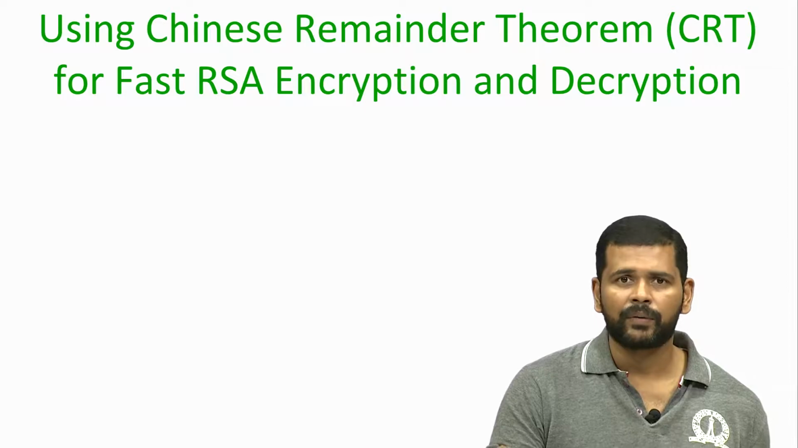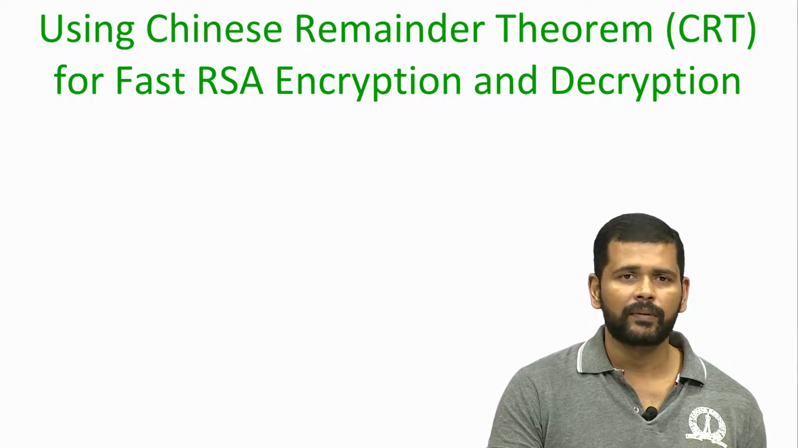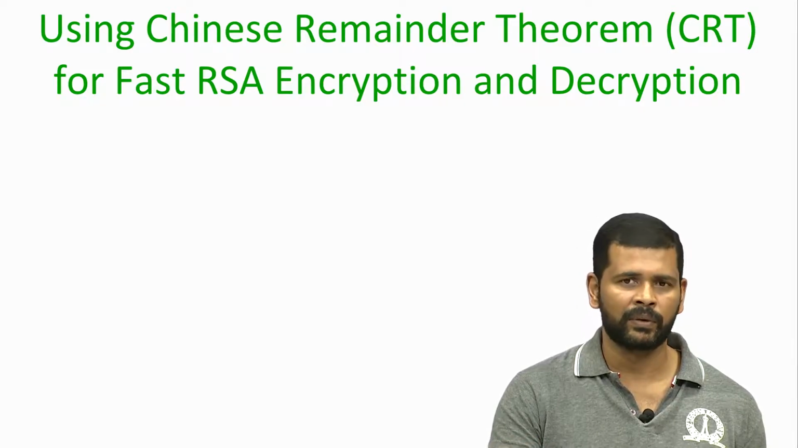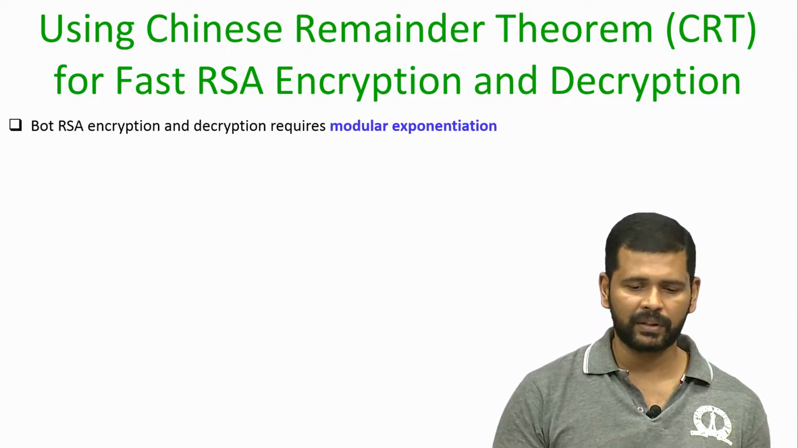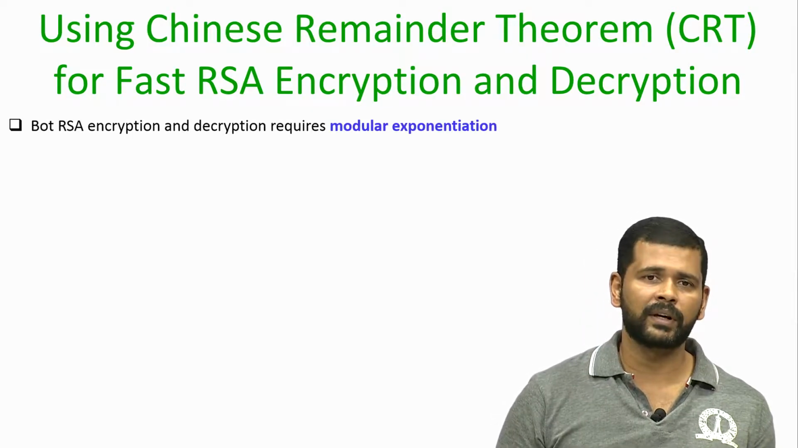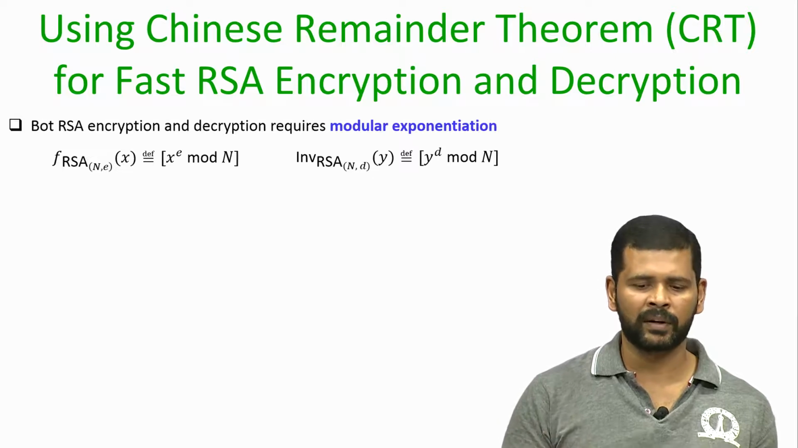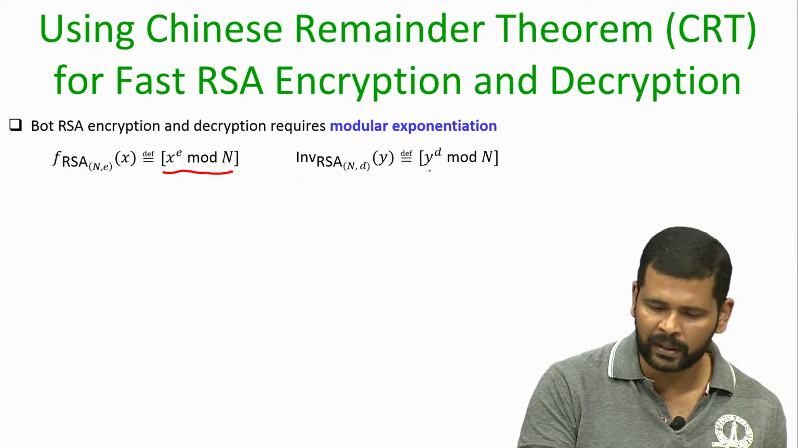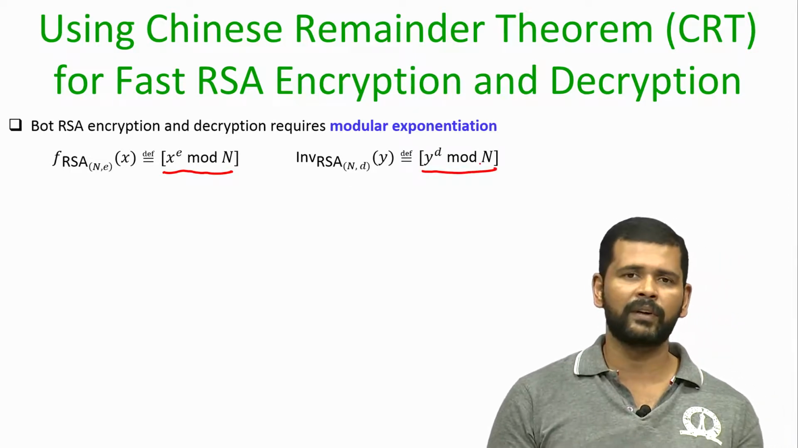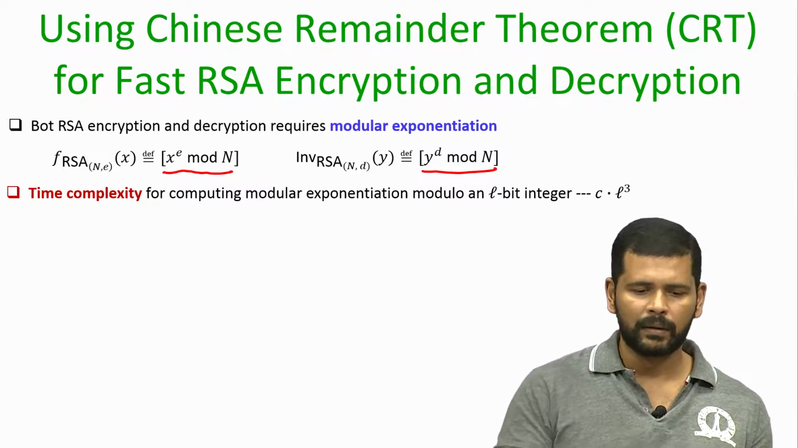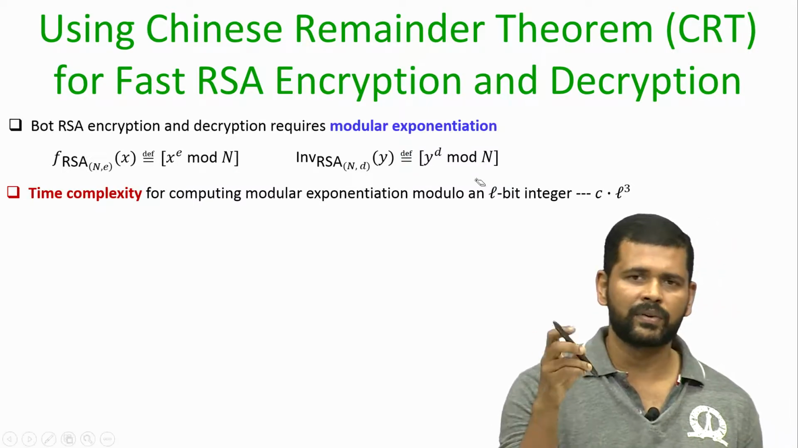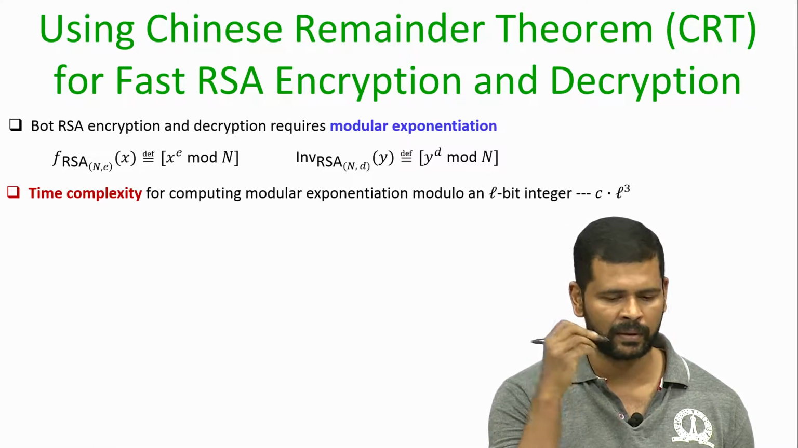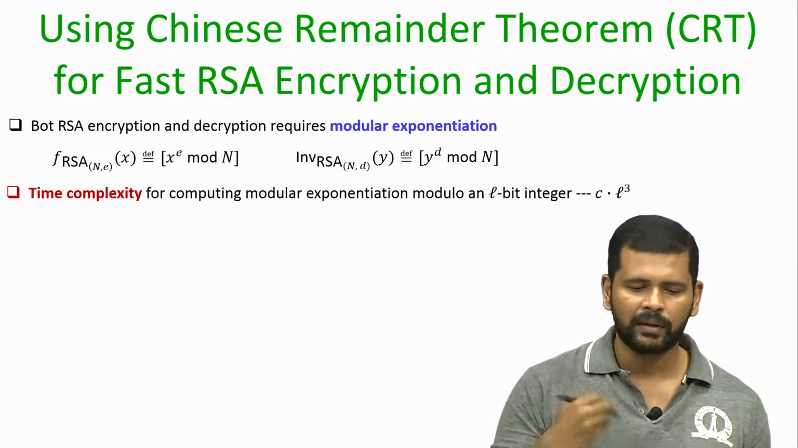Now, let us see how we can apply the Chinese remainder theorem for fast RSA encryption and decryption, because this is a common trick which we use in the real-world instantiation of the RSA function. If you see the RSA encryption function and decryption function, both of them require modular exponentiation. To encrypt, we need to compute x to the power e modulo n, and to decrypt we need to compute ciphertext raised to the power d modulo n. Even though we have not yet discussed the best known algorithms for computing modular exponentiation, if time permits we will discuss one such algorithm in a subsequent lecture.